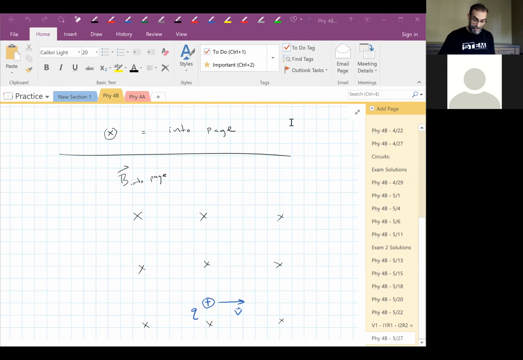You put your fingers in the direction of the velocity, and the magnetic field is into the page. So your thumb, fingers in the direction of velocity, magnetic field into the page, your thumb is going to point toward the top of the page. Your thumb will point this way.